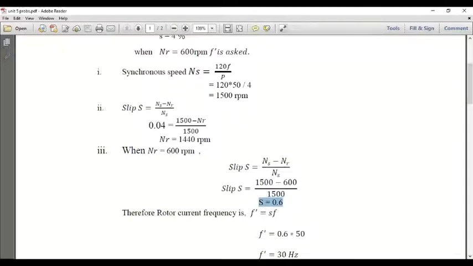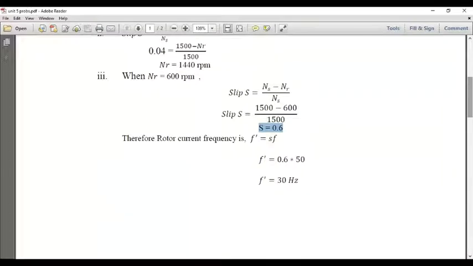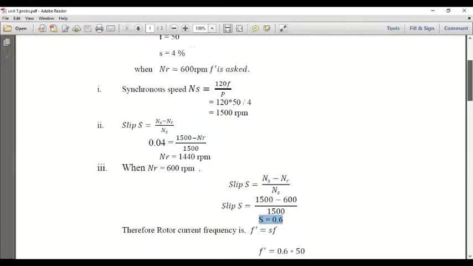The rotor current frequency and the rotor voltage depend upon the slip, which will affect the parameters here. So the rotor current frequency f dash is equal to sf. F dash or f prime is the rotor current frequency, that is equal to sf. We got S as 0.6 and then f dash is equal to 30 Hz. So this is about one question.